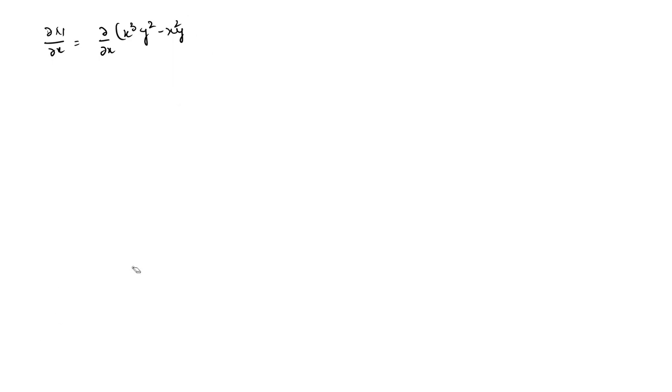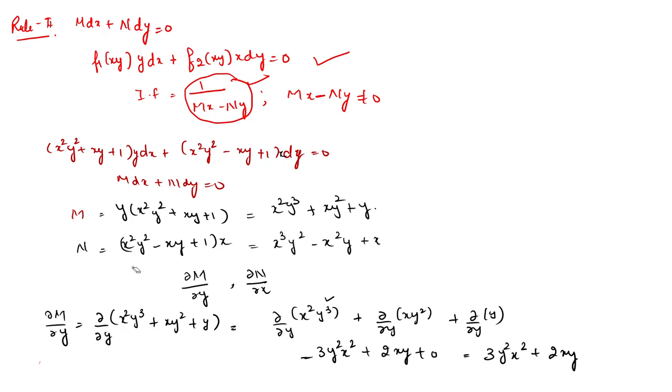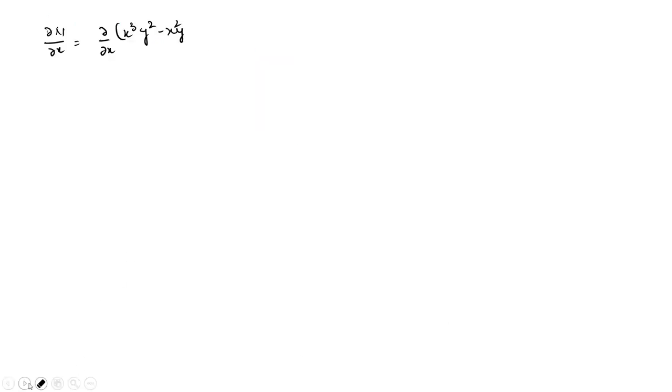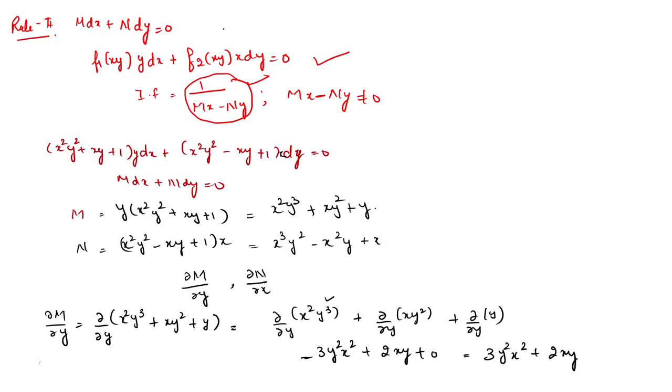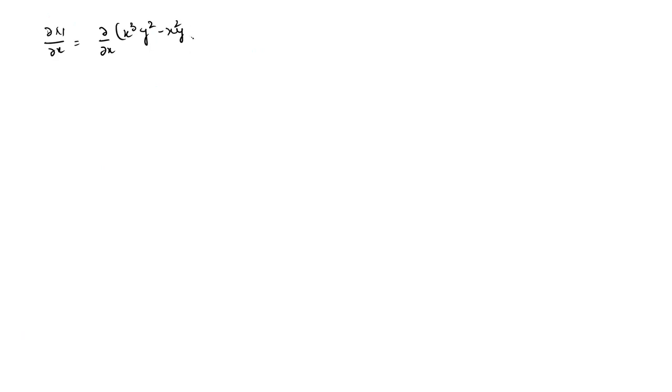It should be x square y, then it is plus x. Again, if we are finding partial derivative with respect to x, it means y is treated here as a constant. So it should be del by del x of x cube y square minus del by del x of x square y plus del by del x of x.